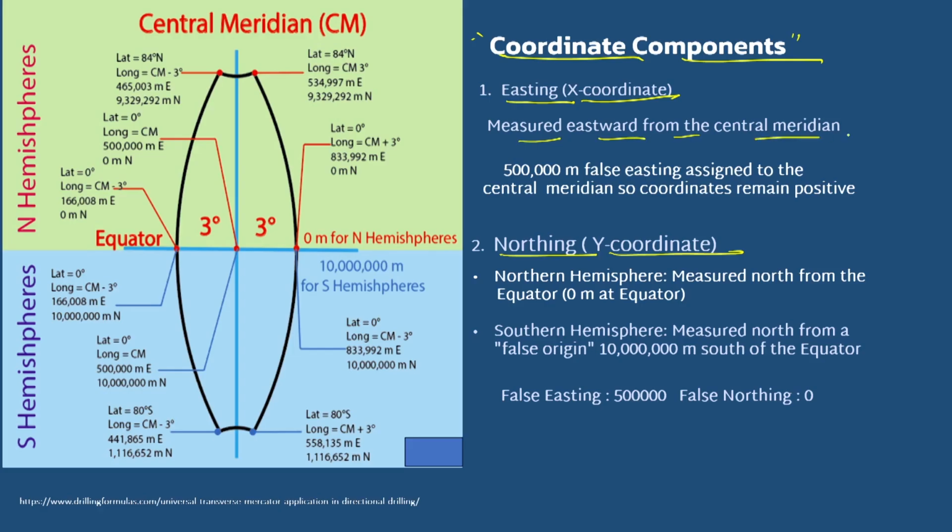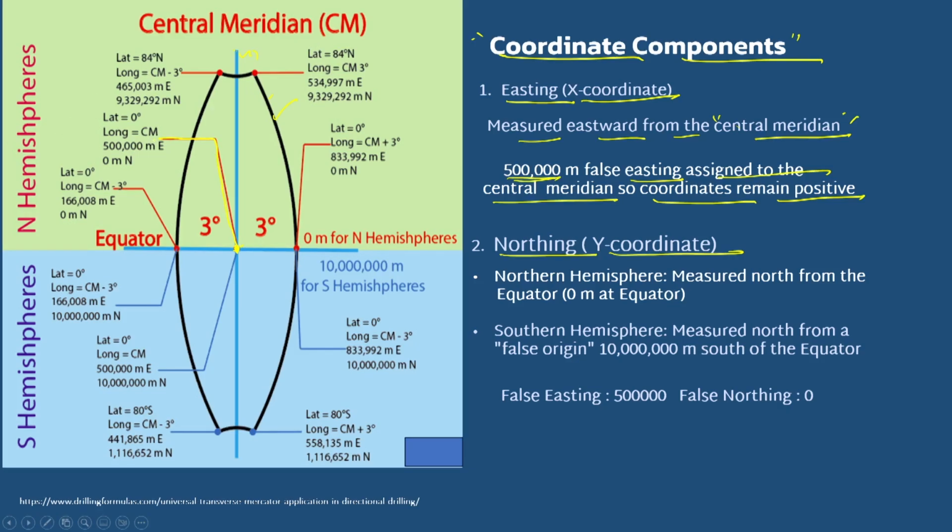Measuring eastward from the central meridian. Obviously, you know what the central meridian is, this particular line. It is the midline of any zone. This black color line is the zone boundary, and this blue color line is the central meridian. So, this is the midpoint. 500,000 meter false easting is assigned to the central meridian, so that the coordinates remain positive. If you fix the central meridian here, this is 500,000 meter. Look at the value here.